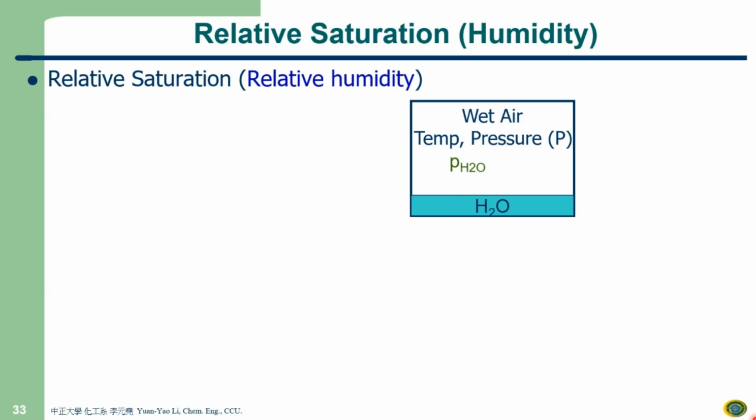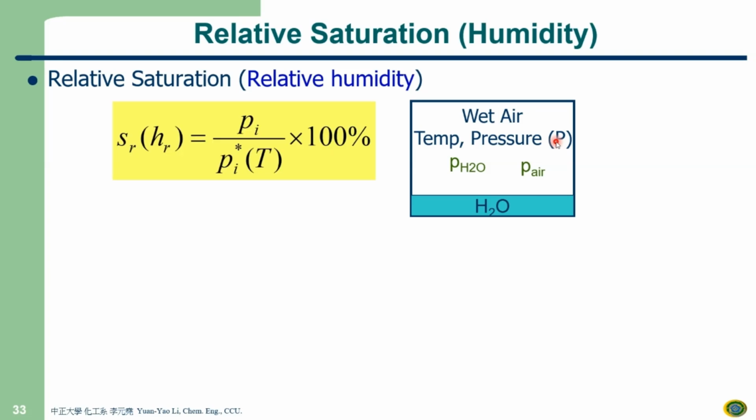The definition of relative humidity is that this is the vapor pressure of the water, and this is the total pressure, and you have the pressure of air, of course. So this is the definition of relative humidity. I don't need you to remember this equation, but I want you to know the definition. Because if I tell you the relative humidity is 60%, can you tell me the partial pressure of the water in this environment? You should be able to tell me according to this equation.